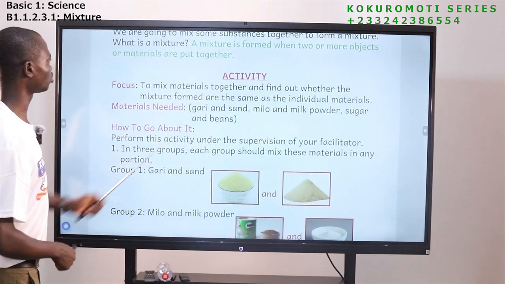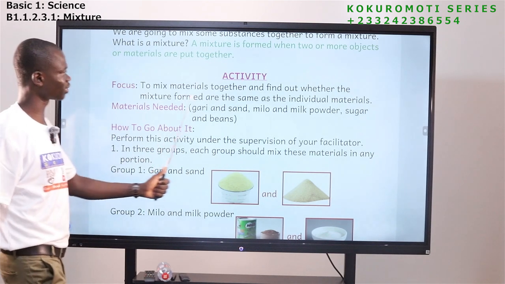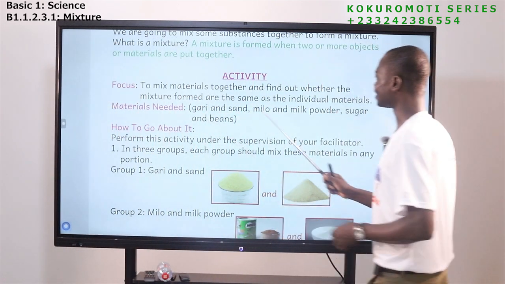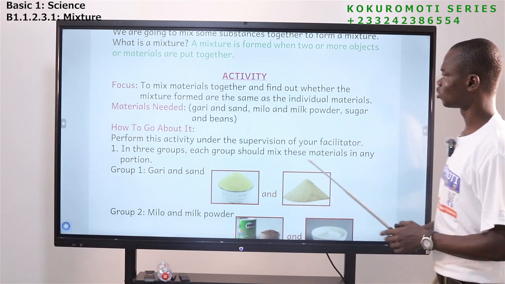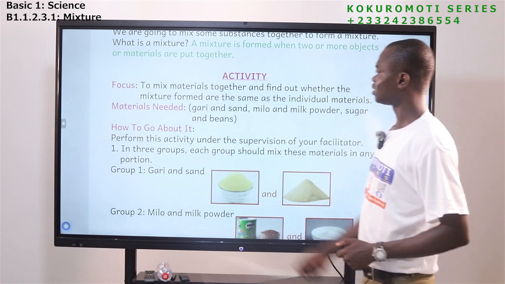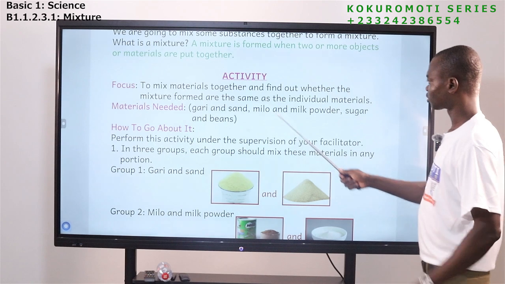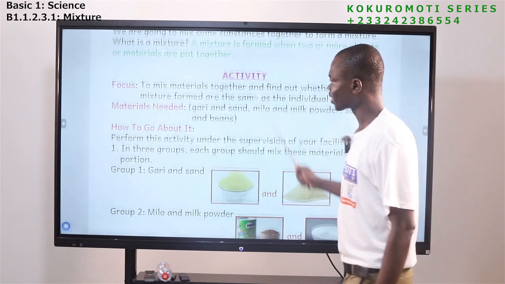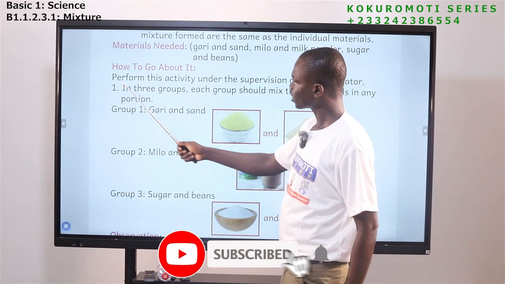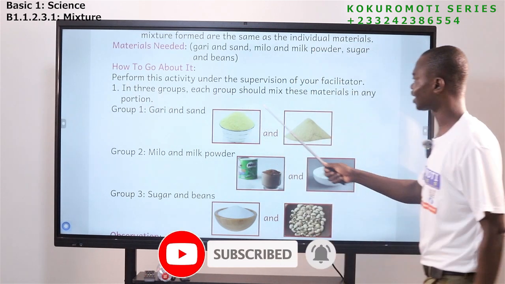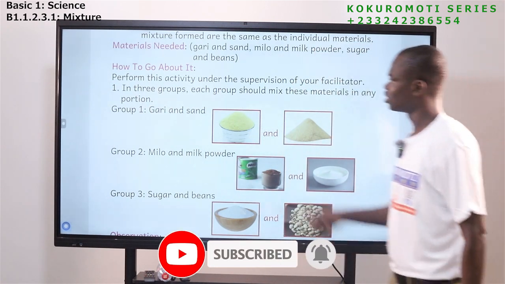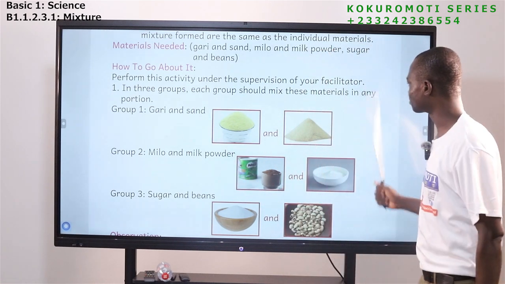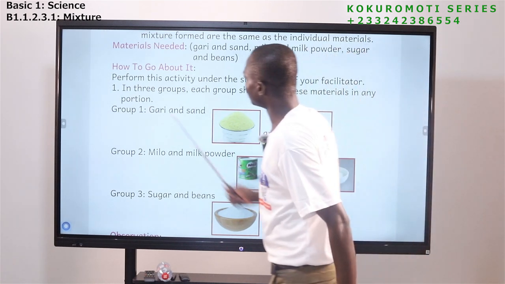We are going to do this activity. The focus is to mix materials together and find out whether the mixture formed is the same as the individual materials. So the materials that we will need: gari and sand, Milo and what? Milk powder, sugar and beans. How to go about it? Perform this activity under the supervision of your facilitator. So in 3 groups, each group should mix these materials in any proportion.